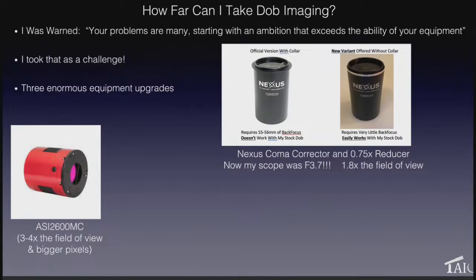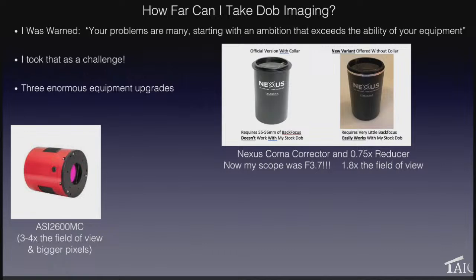Then here's another one. I got a coma corrector for the telescope that's also a reducer. So it actually makes the telescope instead of f4.9, f3.7, which means it has almost 80% larger field of view. And what's neat is the people at Star Arizona that make the Nexus started making a version without the collar so that the entire coma corrector can fit in the focuser. And this allows you to use it with telescopes that don't have a lot of back focus. So this easily works with my Dob.